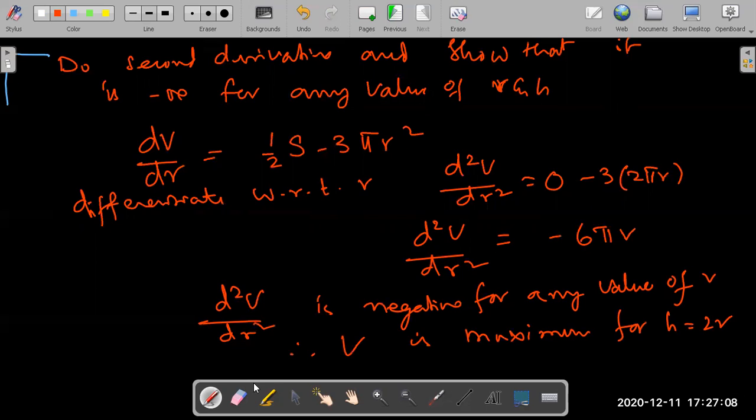Got it? Yes, sir. So like this, we have to consider all the questions in a similar way. Okay? The next question is, of all the closed right circular cylinder cans. Right circular means vertical. You don't need to be really worried about that word. Of a given volume of 100 cubic centimeters, find the dimensions of the can which has a minimum surface area.